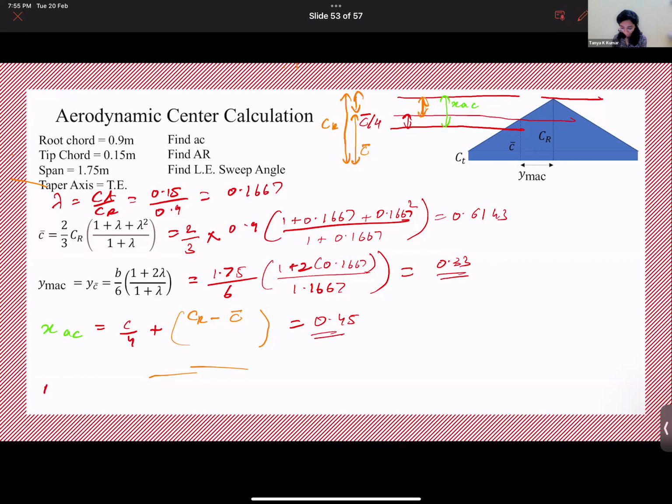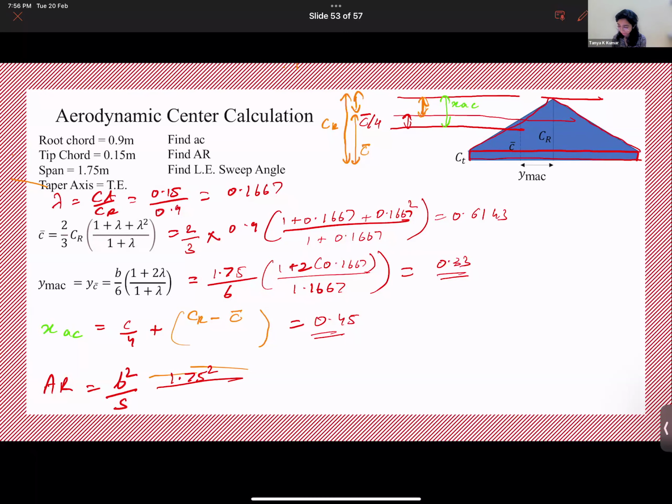Next, they've asked you to find out aspect ratio. Aspect ratio is B square by S. So B square is 1.75 square. What is S? How do you find out S? How do you find out the area? So you split the shape into two shapes. I find it easy to do it this way. So I take one rectangle and then the triangle.